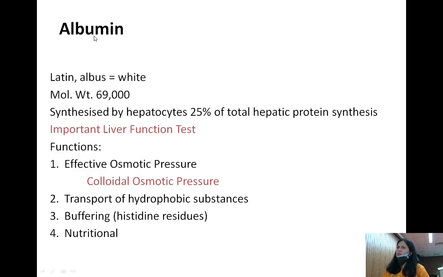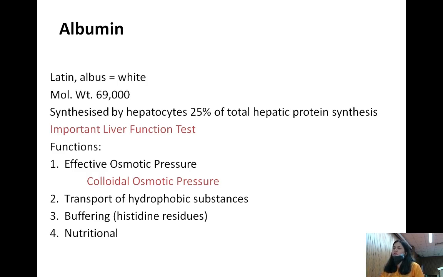So this albumin is synthesized, I will not go through every slide, in the liver, and it is the most abundant protein present in the plasma. The molecular weight of albumin is 69,000. Hemoglobin is lesser than albumin, 65,000. That's why whenever there is any injury to the glomerular membrane, albumin as well as hemoglobin comes out in the urine. So what is the function of albumin?